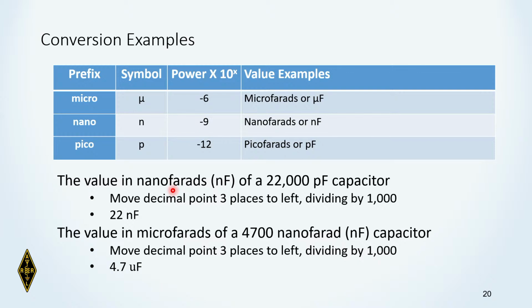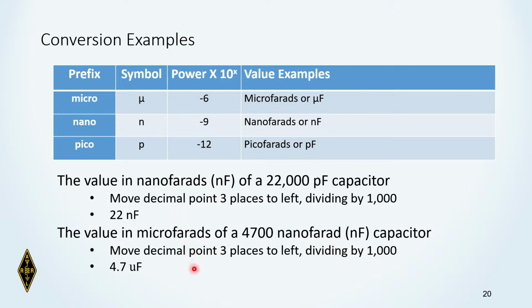You'll notice that a nanofarad versus a picofarad, that's just one level on the chart here. That's a factor of 3. So if we just move the decimal point 3 places, 1, 2, 3, we've converted from picofarads to nanofarads, which is what's shown here.